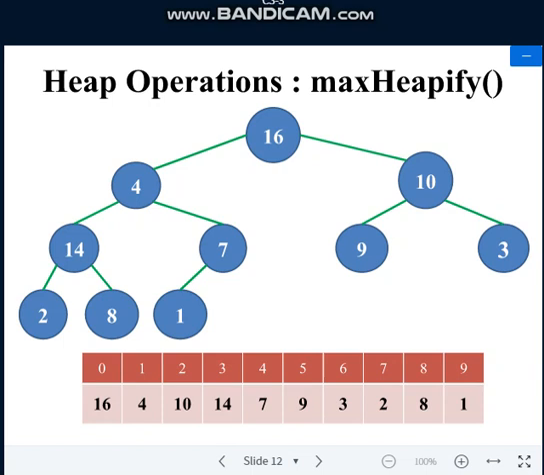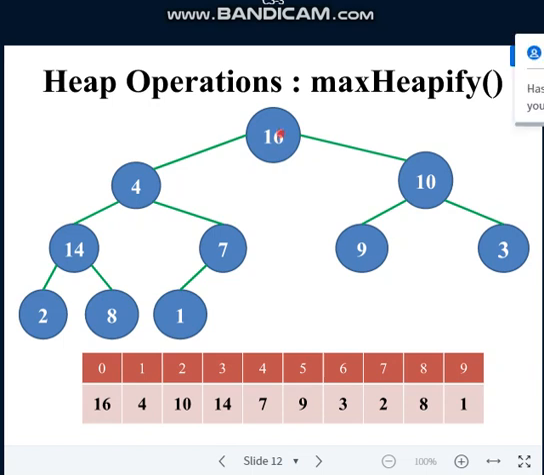You have two different algorithms for that, one for max heap and one for min heap. We'll solve this first and then we'll look into the algorithm, because it will be easier to understand the algorithm if you solve the example. So what is the property of a max heap? The parent node should always be greater than the left child and right child.